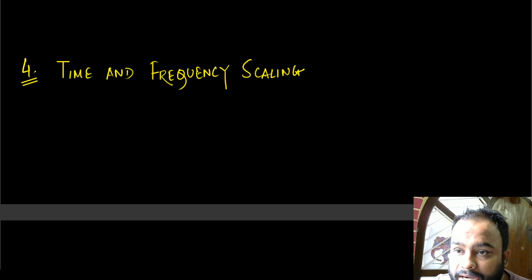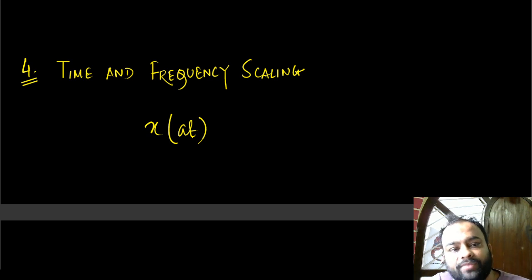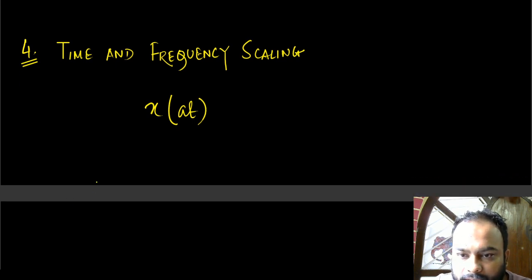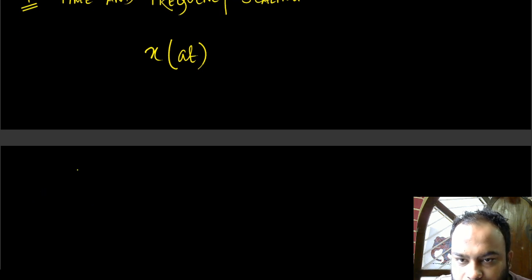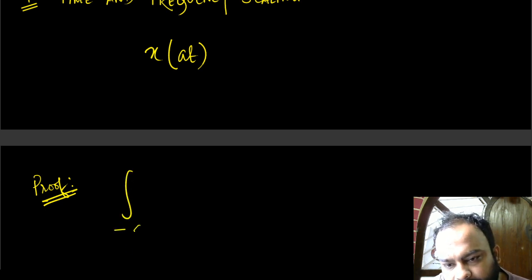My objective right now is to calculate the Fourier transform of x(at). If I know the Fourier transform of x(t) to be X(omega), the question is what is the Fourier transform of x(at)? Again, I do not really recall any of the expressions, but let's try calculating that. So I am trying to calculate the Fourier transform of x(at), and how do I do that? Just by simply applying the definition.